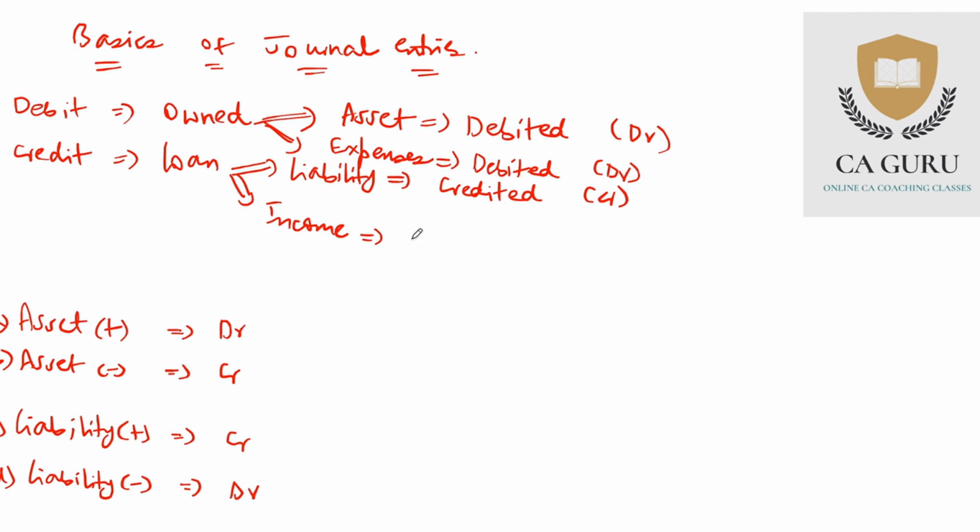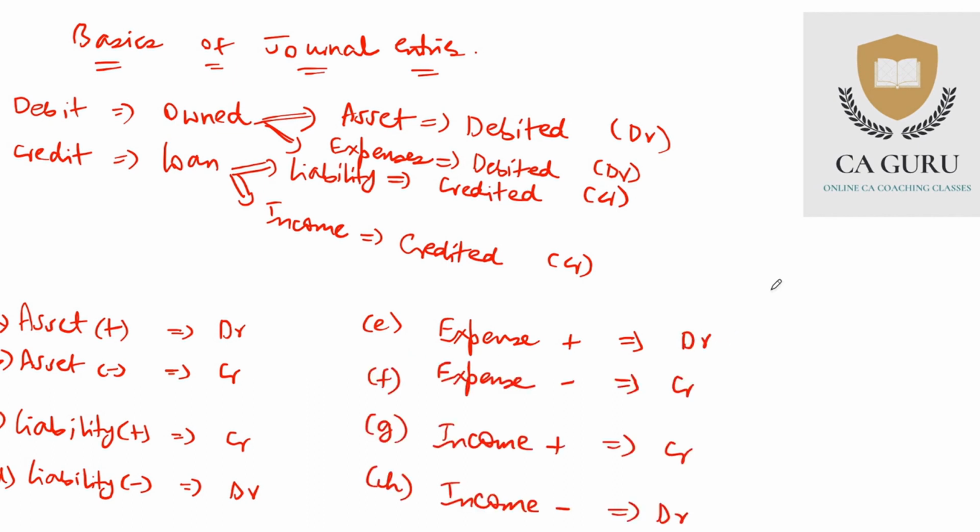It is loans, therefore you have to credit the income. Okay, so these are the four concepts with regard to basic debit and credit. Here I will summarize it for you. When an expense increases, you will debit the expense. If expense reduces, then you will credit the expense. And if income increases, you will credit the income, and if income decreases, you will debit the income.